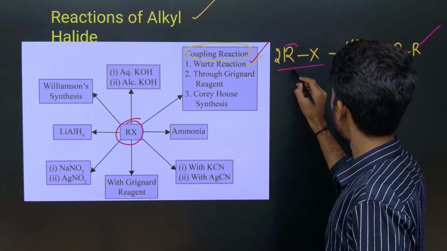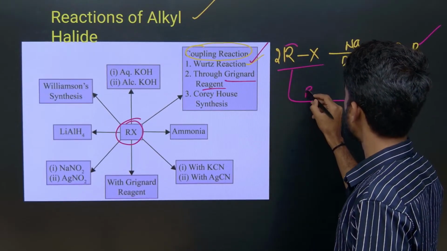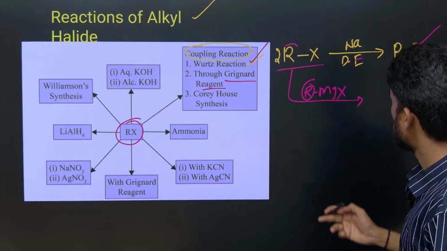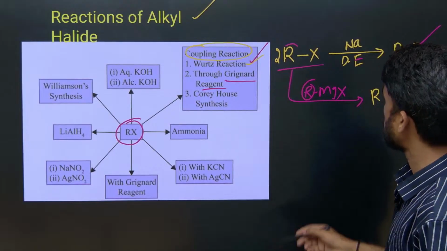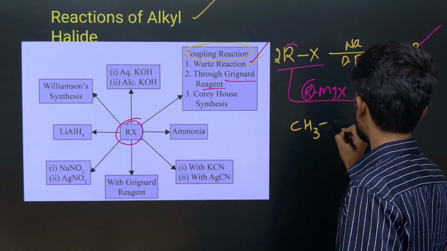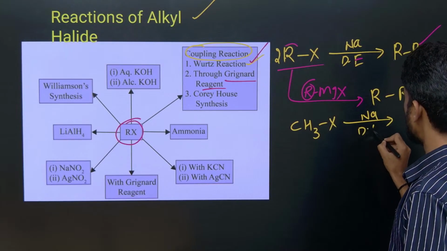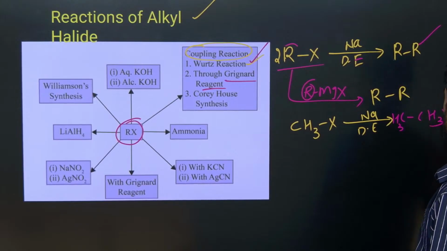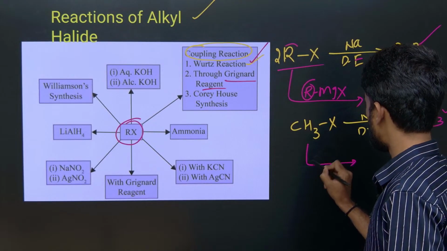Next, when alkyl halides are treated with a Grignard reagent, what is the formula of Grignard reagent? RMgX, meaning alkyl group, magnesium, halogen. So the R of the Grignard and the R of the halide combine. Let us take one example to get more clarity. I am taking methyl chloride. To this I am adding sodium in dry ether. What is the product formed here? Methyl gives ethane. Next, to this I am adding some ethyl magnesium bromide.